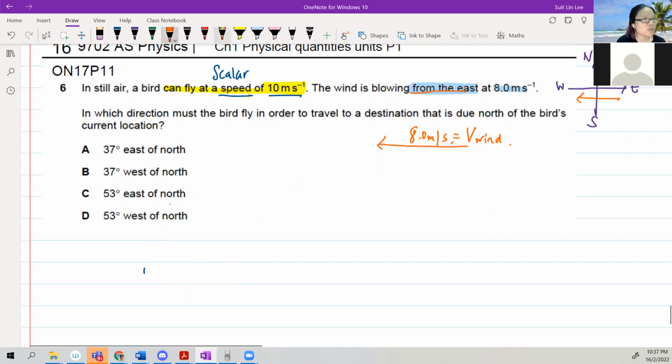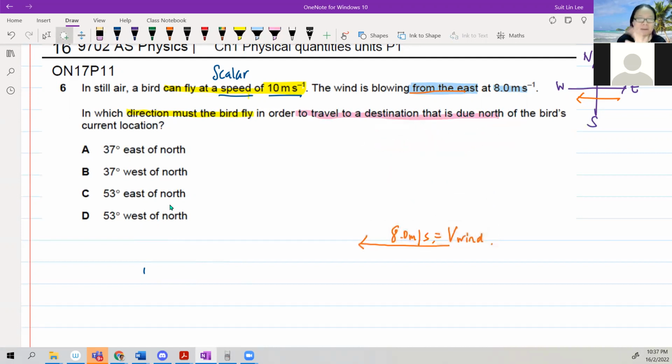In which direction must the bird fly? So how should I angle my 10 meters per second in order to travel to a destination that is due north? Meaning I want to go north. As a bird, I want to fly north. But the wind is blowing me to the west from the east. So imagine all I want to do as a bird is go from point A to point B. B is north of A.